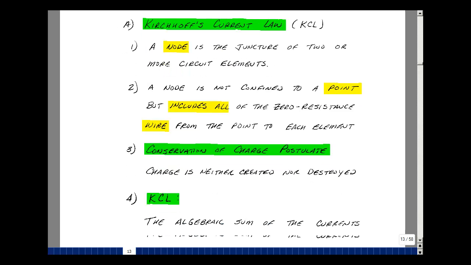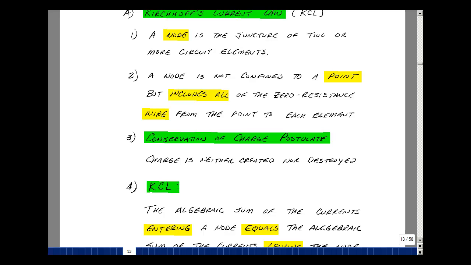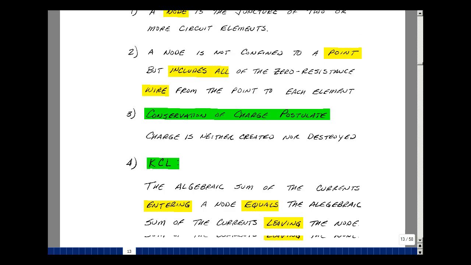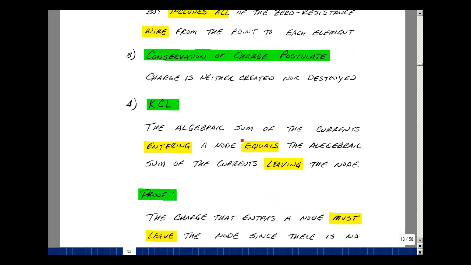Now in Chapter 1 we talked about electric circuits having two postulates, and that from those two postulates the properties of electric circuits will follow, and we'll be seeing this all throughout the course. The next postulate is called the conservation of charge. Simply stated, charge is neither created nor destroyed. The consequence of that is actually Kirchhoff's current law. The algebraic sum of the currents entering a node equals the algebraic sum of the currents leaving the node.